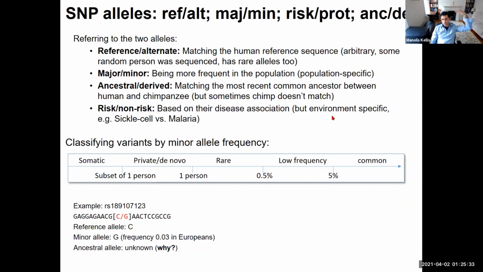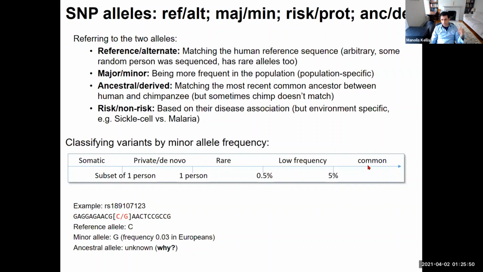And then you should remember that some of them are environment specific. So for malaria, the risk allele is the opposite than for sickle cell disease. Okay, and then we're going to be talking about common, rare, and private variants.